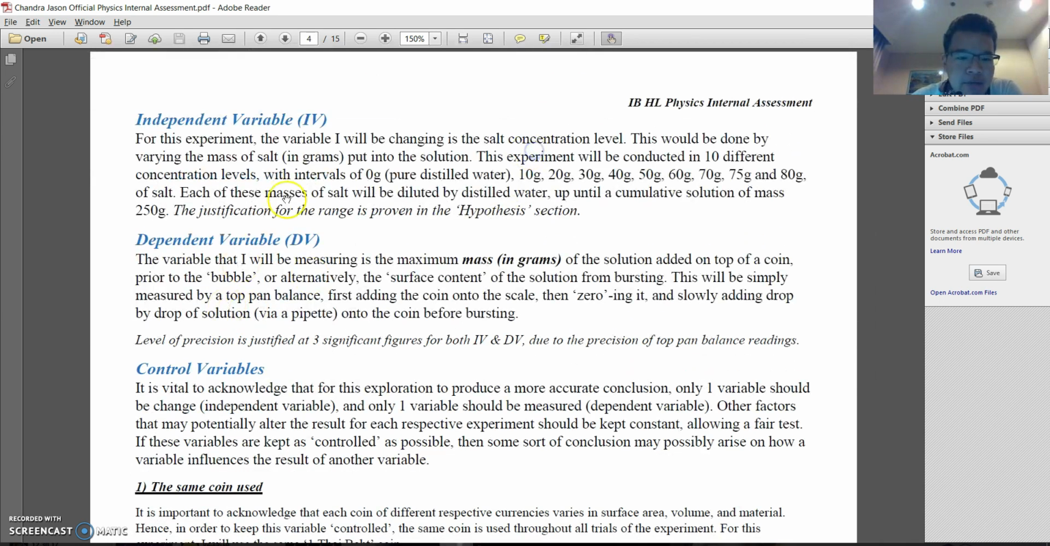And finally, independent variables, you got to state why. What will you change? Get clear units, and you could say the experiment will be conducted in XXX different concentration levels. If you're doing different height levels, and so on, up till a certain point where you got to justify why you do it until a certain point. Dependent variable, what you're gonna measure, using what, and in what units, and the level of precision you have to justify why, right? So that's cool.